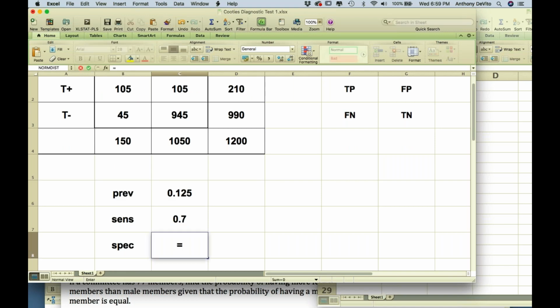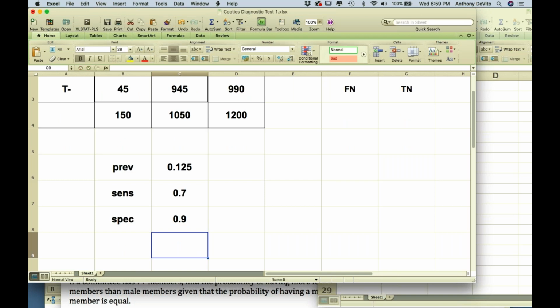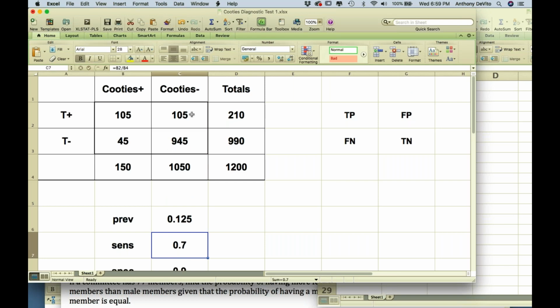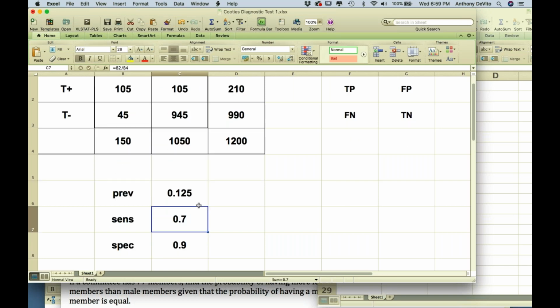So it's equal to 945 over 1,050. So there is the percentage that this test got it right if you don't have it. 90% of the time, if you test negative, you don't have cooties. The specificity is 90%. The sensitivity is 70%.